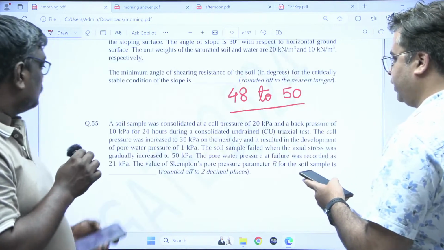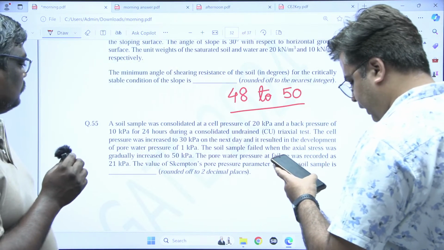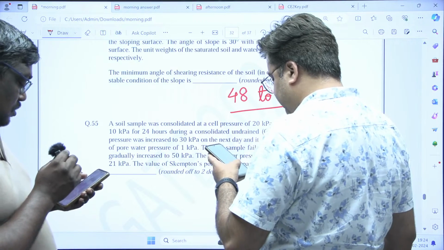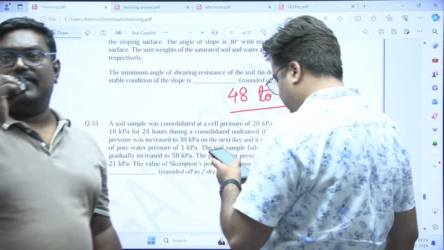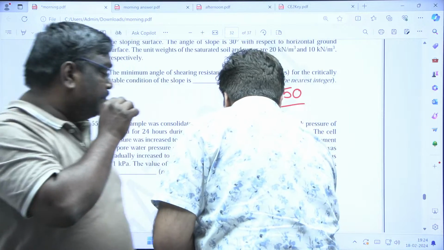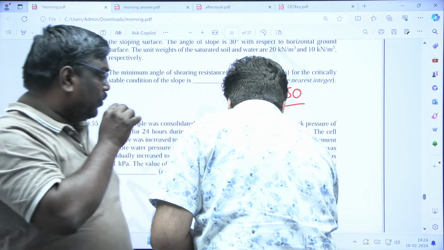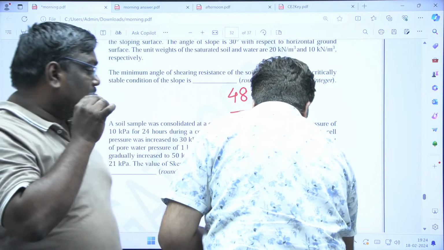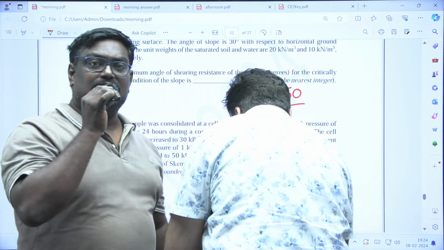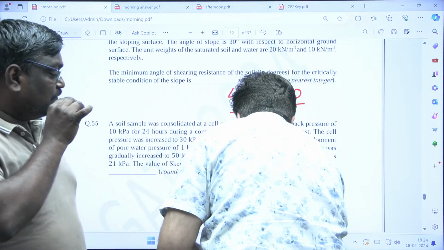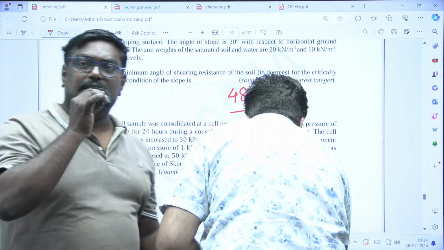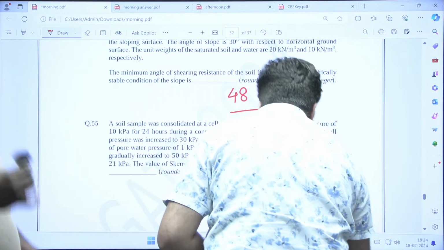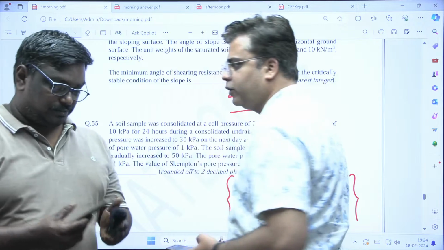This is question 55. For 55, the range is 0.09 to... they have given two ranges, sir, for this. See, students, they have given two things. We will get back to you on this question also, but we have written the answer as 0.1. They have given 0.09 to 0.11, and the other answer they are giving is 0.55 to 0.65. Any of these answers will be considered correct for the Skempton pore water pressure parameters.